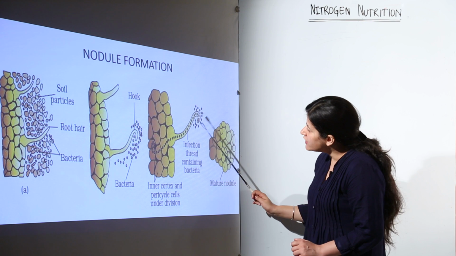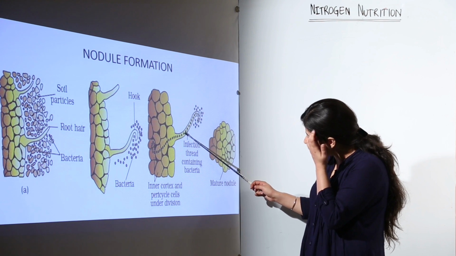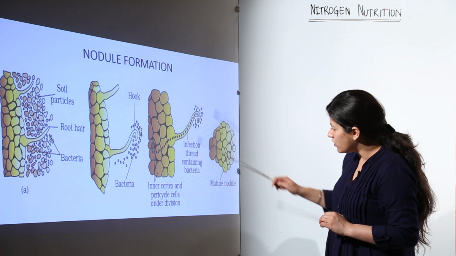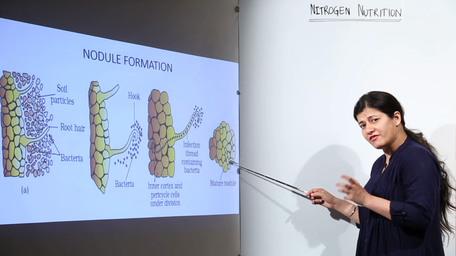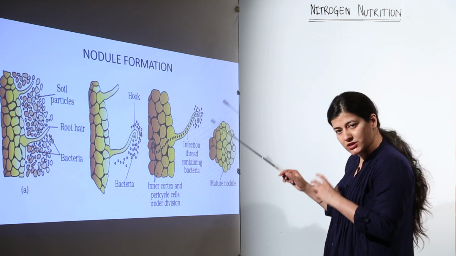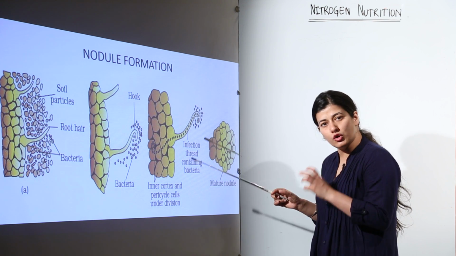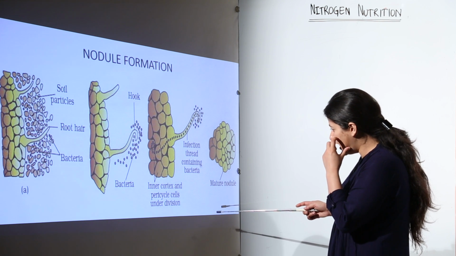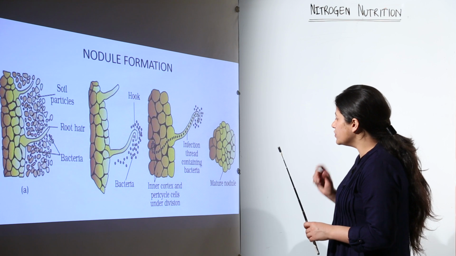Through this hook, the bacteria are going to get inside the root and form the infection thread which reaches till the inner cortex. In the inner cortex, they are going to form the mature nodule, which would have bacteroids inside it. The cortex would surround those bacteroids so that the oxygen scavenger leghemoglobin comes into the scenario. It makes the bacteria devoid of oxygen so that the enzyme nitrogenase comes into the scenario.